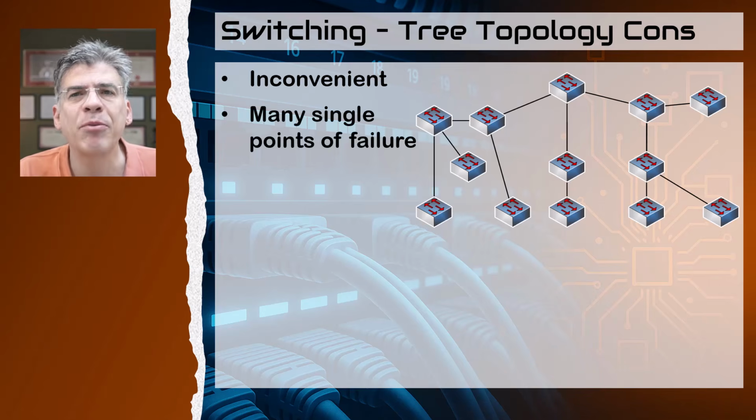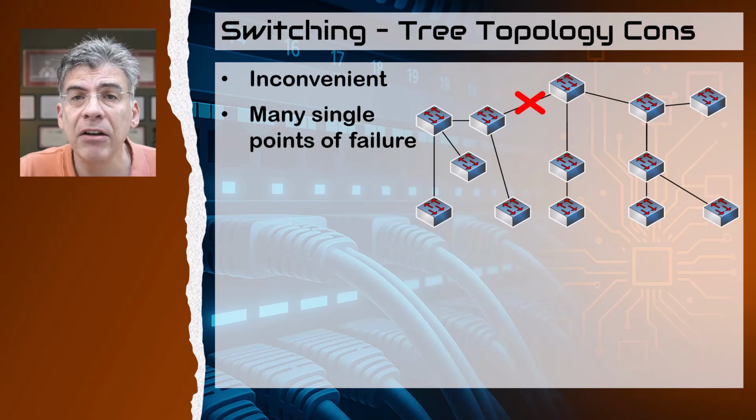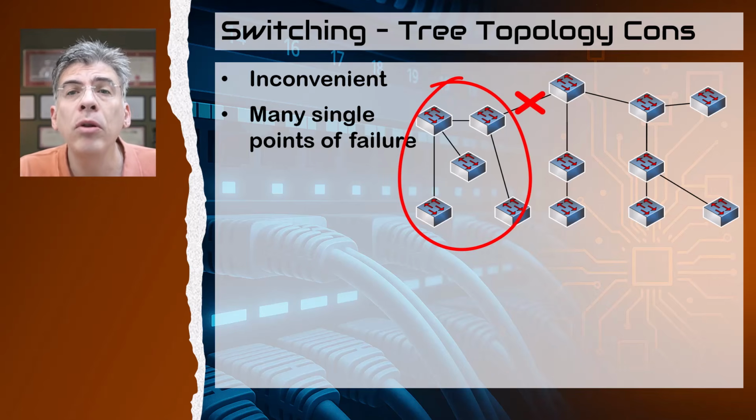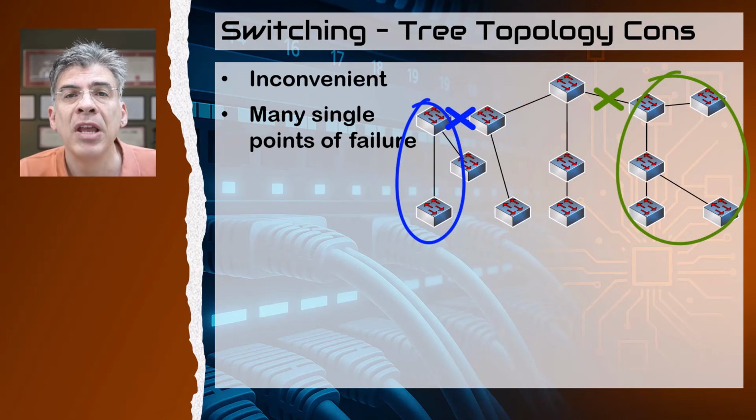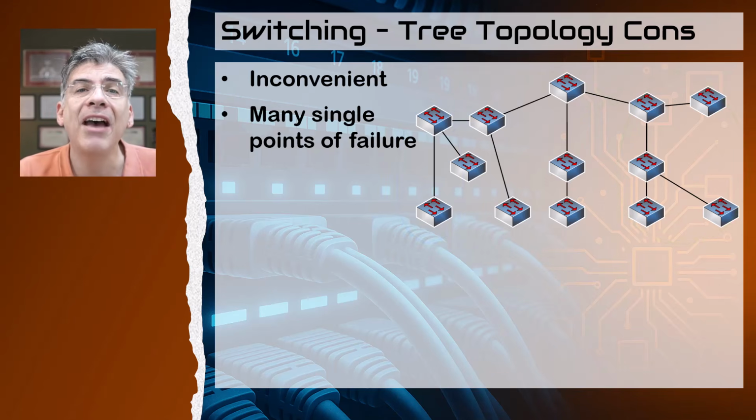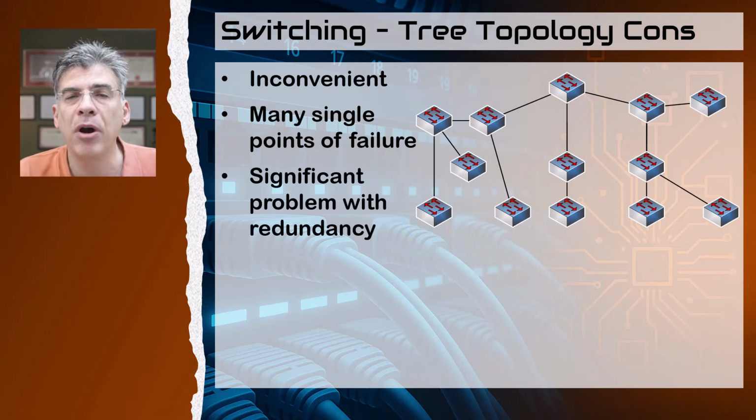And secondly, and probably most importantly, this setup has many single points of failure. If this link here fails, you lose the whole of this part of the network. The same happens if this link fails or if this link fails. Although this resolves the layer 2 looping issue, we have a very significant problem with redundancy, which is especially important in larger networks.